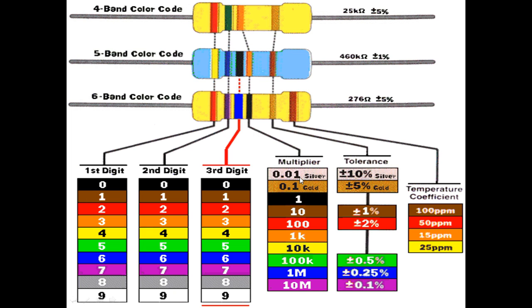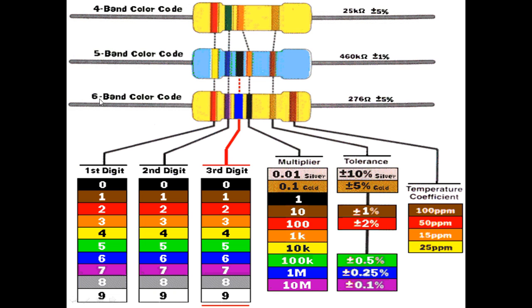Its value is 1k. This 1k is multiplied with the first three digits, and we get the total value of 460 kilo ohms. Then the fifth band is the tolerance. Its value is plus or minus 1%. So in the five-band color code, we get the total value of 460 kilo ohms plus or minus 1%.